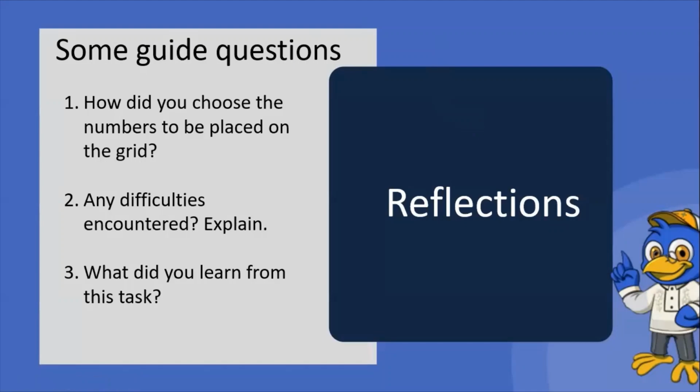At the end of the task, you may ask your students to reflect on the task. How did you choose the numbers to be placed on the grids? When choosing numbers that are divisible by 6, how did you choose the numbers? What are the difficulties encountered when choosing the numbers? Explain. What did you learn from the task?